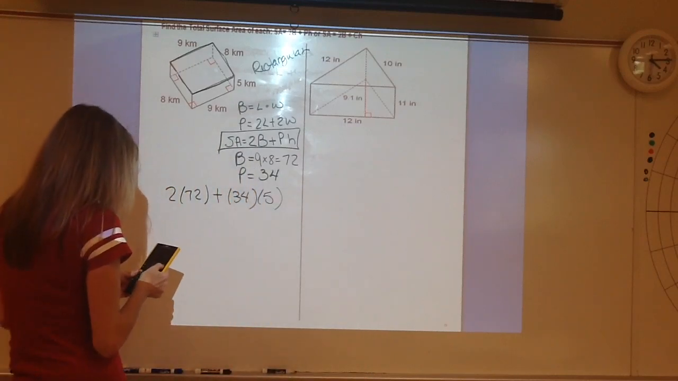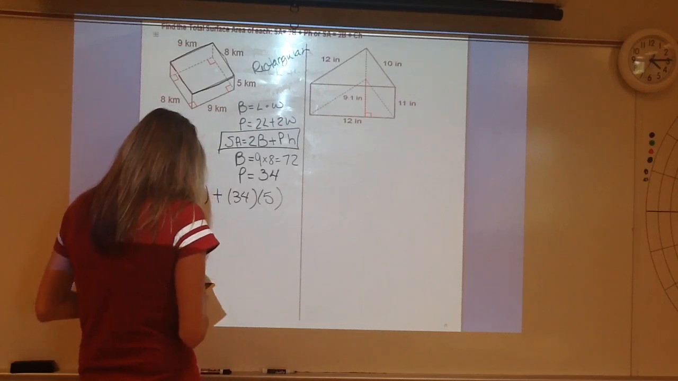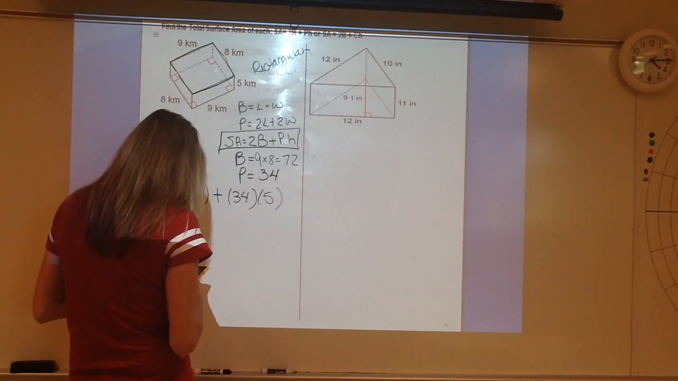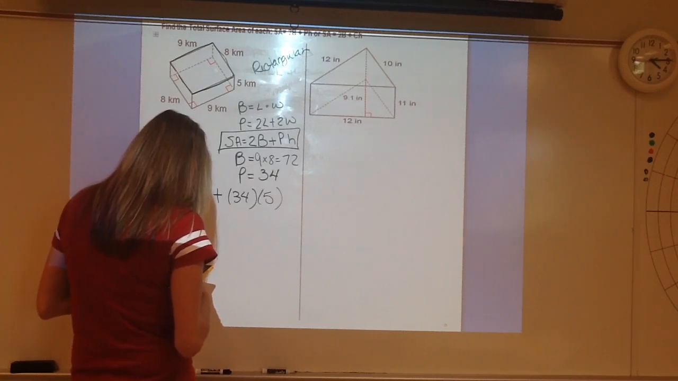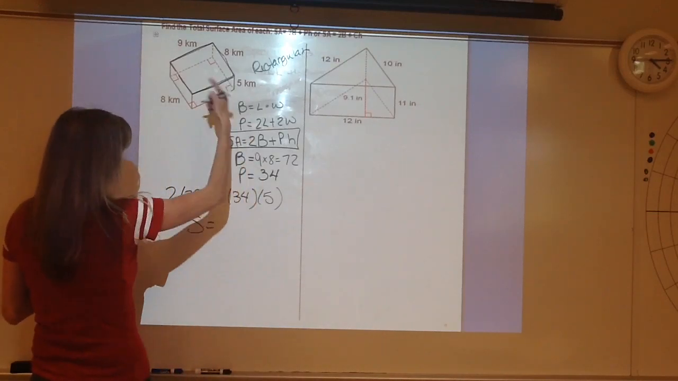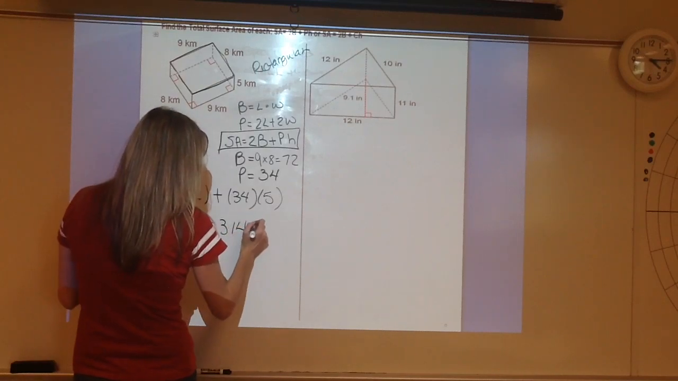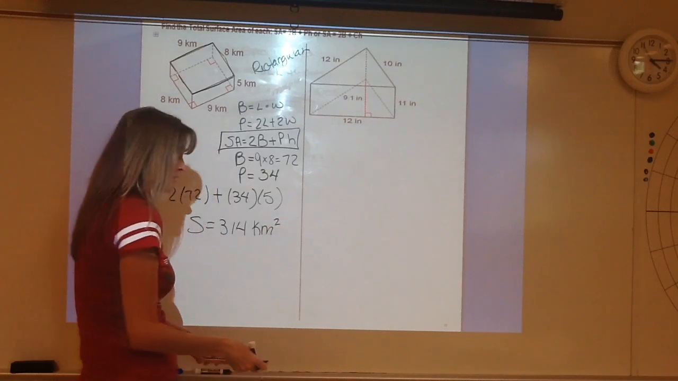I'll go, if I can get it to come on, 2 times 72 plus 34 times 5. And so the total surface area of this rectangular prism is 314 square kilometers, and it's squared with area.